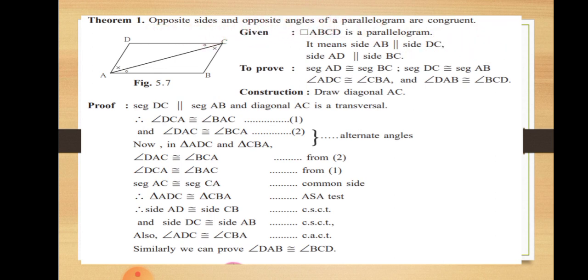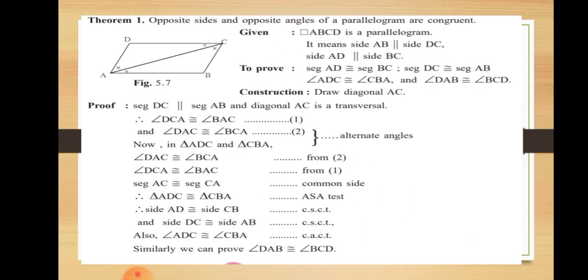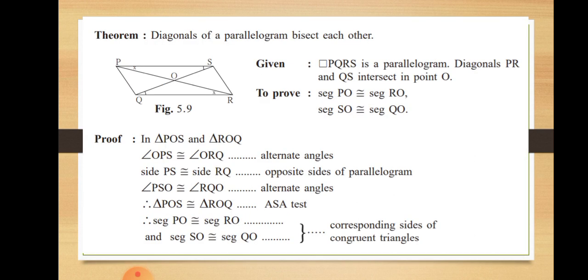Now the second theorem. Which one is the second theorem? That is, diagonals of a parallelogram bisect each other. So look at this one. Now these are the diagonals. Which diagonals are there? Look at this, PR and SQ. These two are the diagonals. You know it very well. The line segment which joins opposite vertices is known as a diagonal.